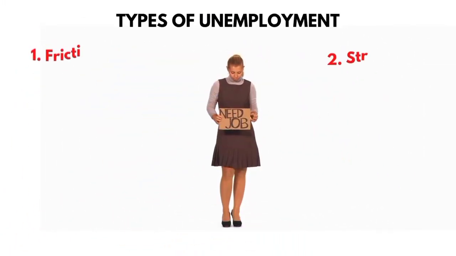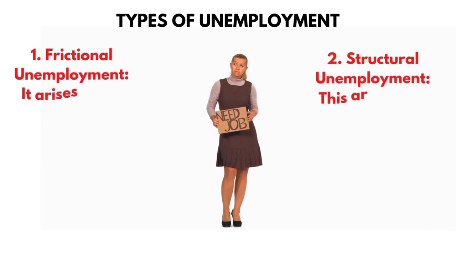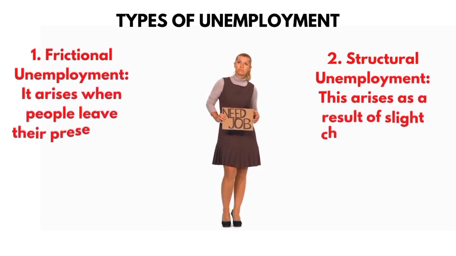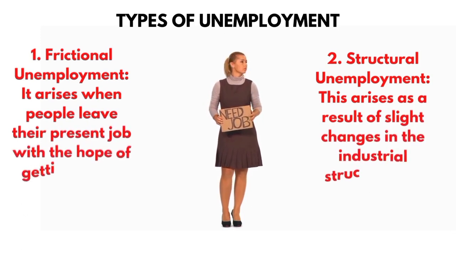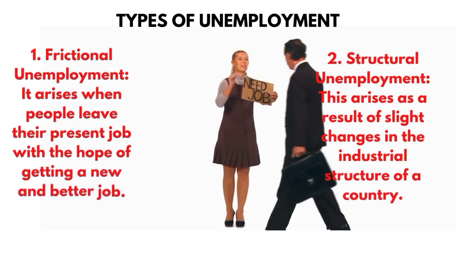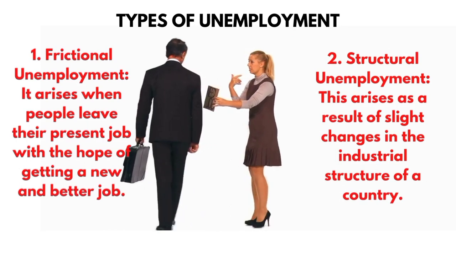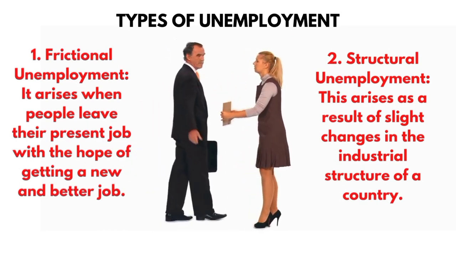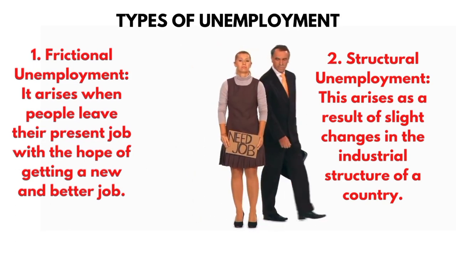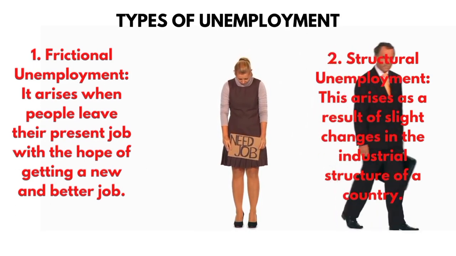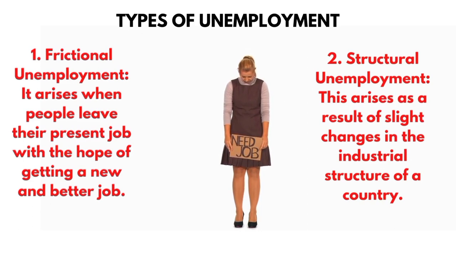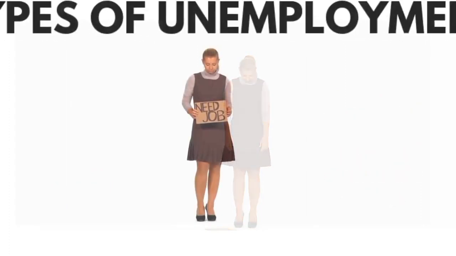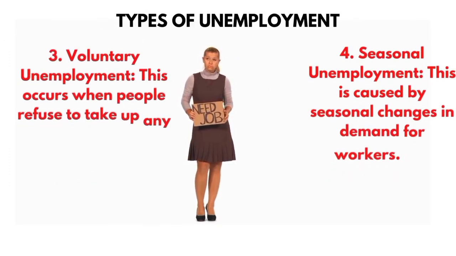So quickly, let's look at the various types of unemployment, beginning with the frictional unemployment. Now, this arises when people leave their present job with the hope of getting a new and better one, but fail to do so. While structural unemployment arises as a result of slight changes in the industrial structure of a country. For example, in the year 1984 in Nigeria, due to the economic recession, many firms folded up as a result of this, and workers were retrenched.